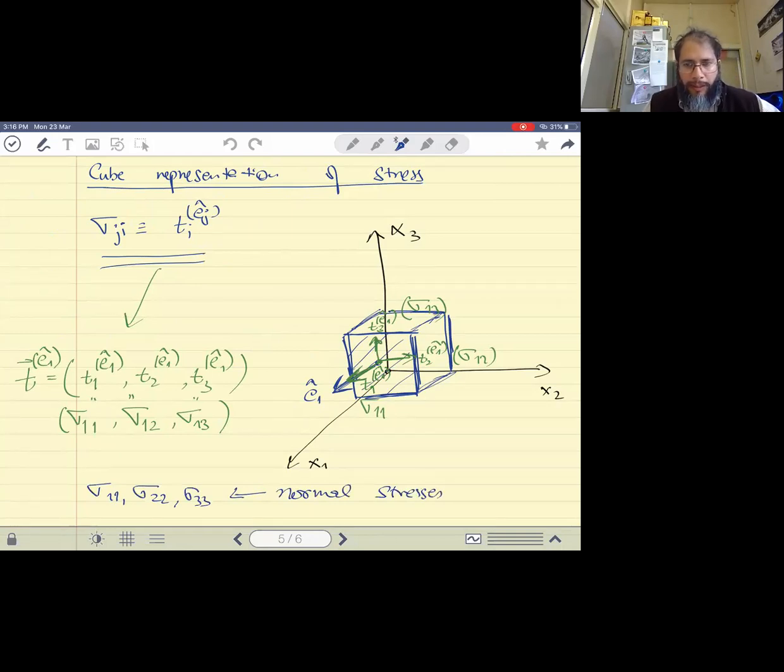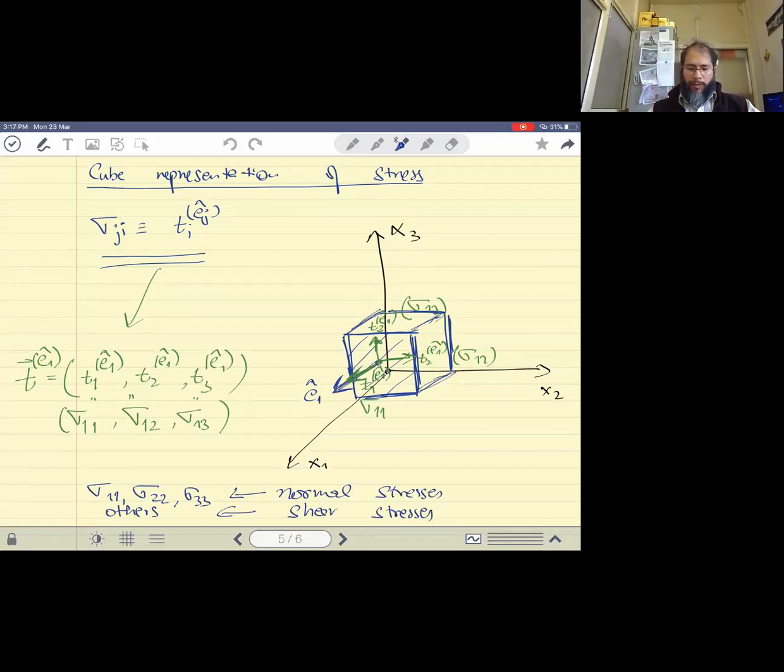Sigma 1, 1, sigma 2, 2, and sigma 3, 3 are normal stresses because they are in the direction of the normal of the plane, and the rest are always in the plane, or shear stresses. But please remember that sigmas are nothing but the components of the stress vectors in the Cartesian coordinate axes, and everything is defined at a given point.